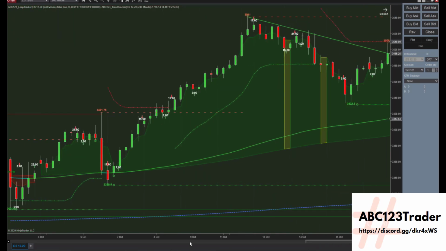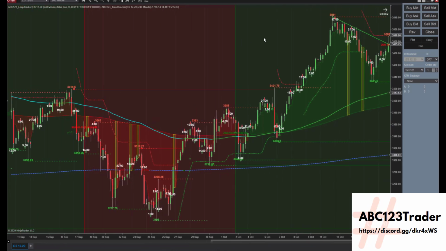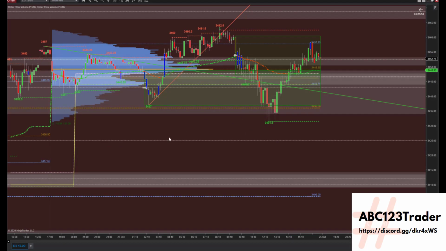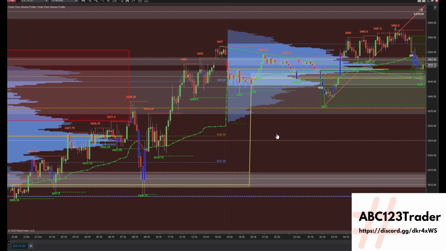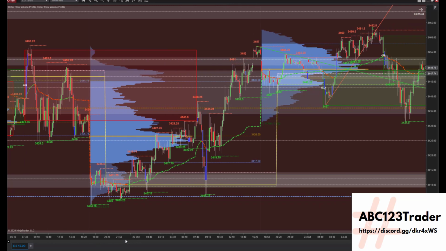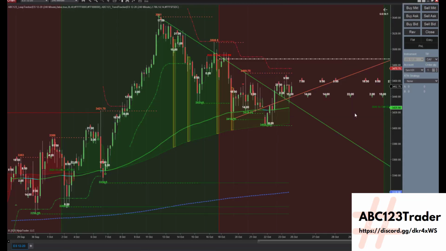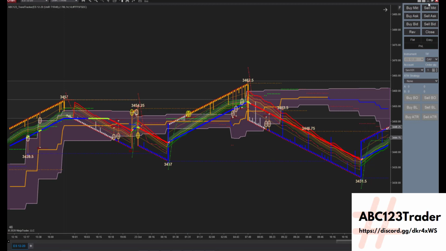Let me just scrunch this up. And the other one here is my 10-minute chart. As you can see, the 10-minute chart has support and resistance, areas of interest with the volume point of control, etc. Right here, volume point of control to touch this area. But other than that, let's take a look at the scalp trader.